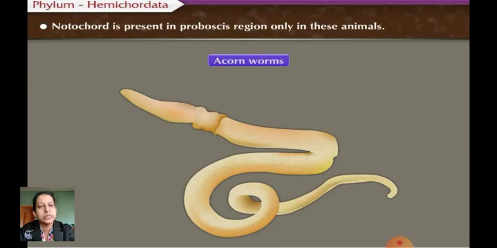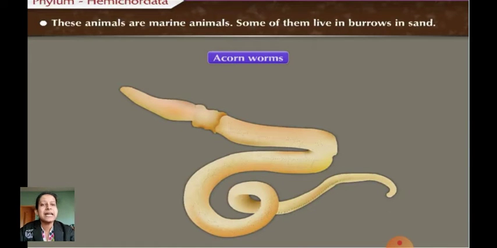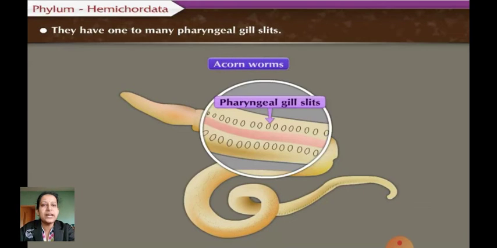Remember this word. And these animals are found mostly in the marine habitat, and some of them live in burrows in sand. Why in burrows? Because they have a long proboscis. With that proboscis, they drill the sand and go inside it. So they burrow in the sand and there they stay. Now they have one to many pharyngeal gill slits, which is a characteristic of the chordates.